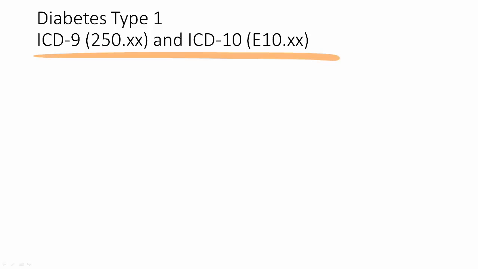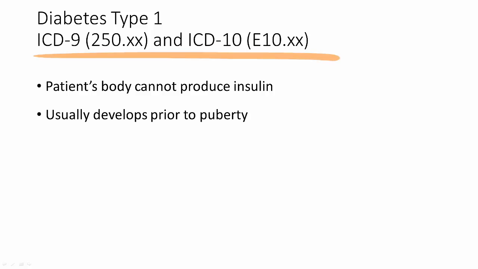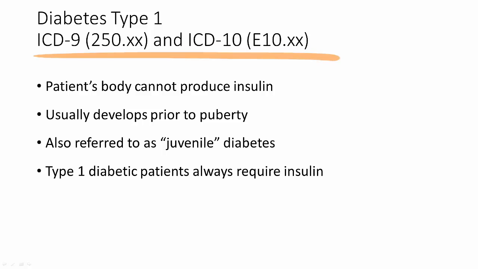Diabetes type 1 is when the patient's body cannot produce insulin. It usually develops prior to puberty. That's where it got the name that it's also referred to as juvenile diabetes. Type 1 diabetic patients always require insulin because their body is not producing it.